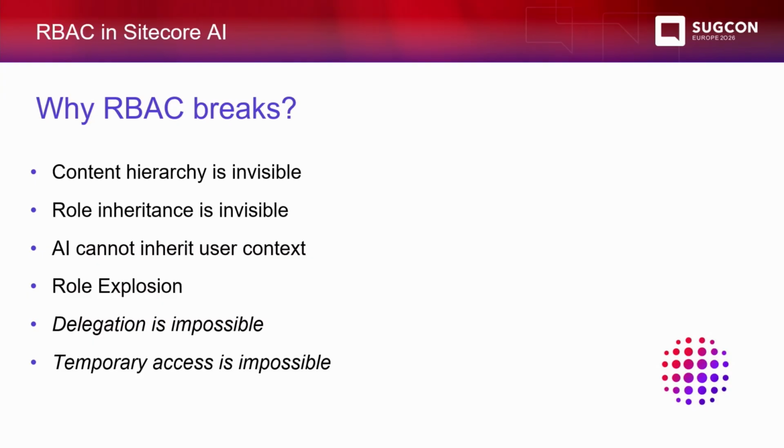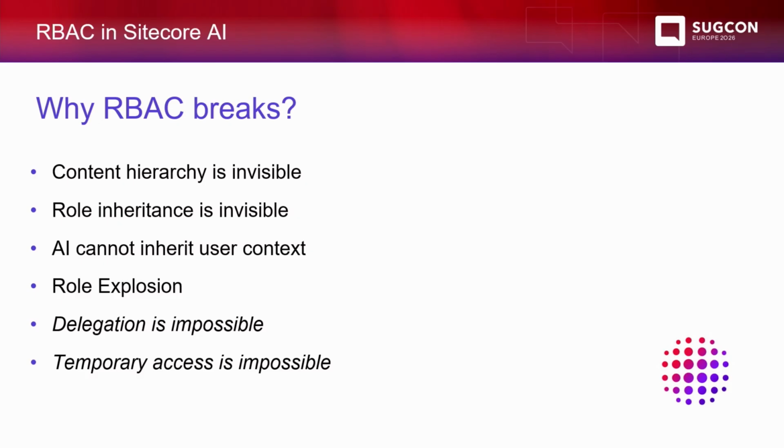So this is a list of why role-based access control fails when it comes to Sitecore AI. As I said, hierarchy is invisible, because the Sitecore content tree is deeply hierarchical and role-based access control in Sitecore AI cannot express parent-child inheritance naturally. The same counts for roles. Even if we see that for this particular item, some roles are configured with some permissions, we do not have any information about descendant and extended roles.